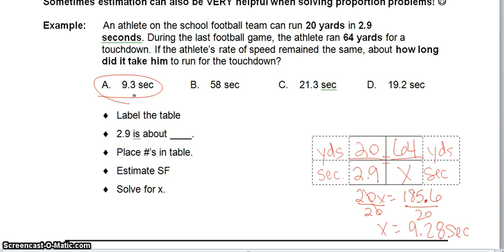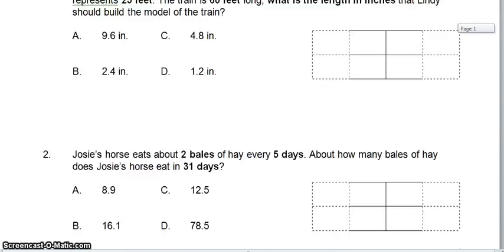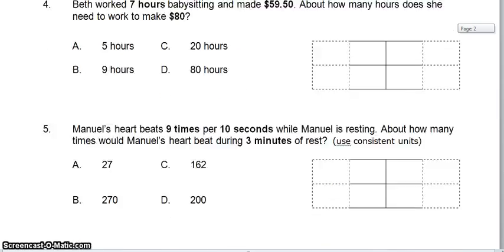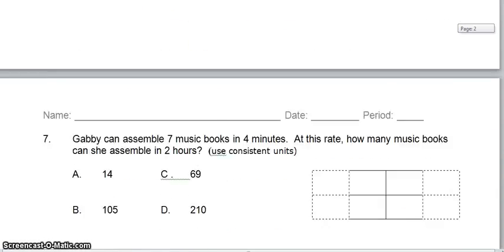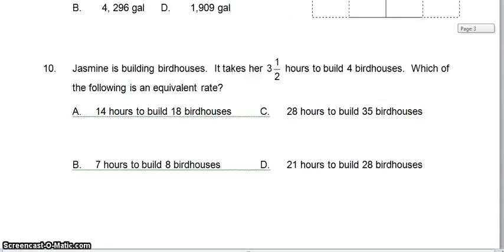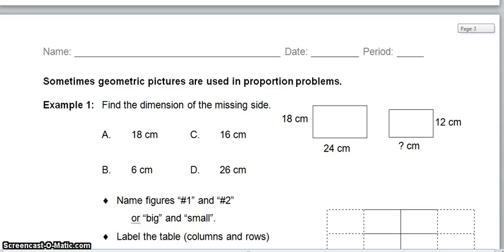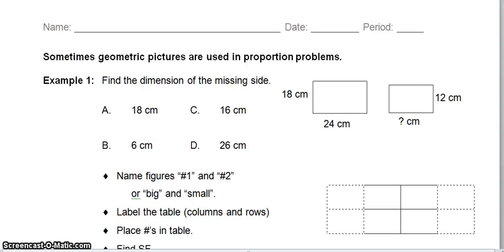Okay, so in this one it's just a ratio, comparing yards to seconds. You set up your proportion, cross multiply, and solve. And make sure you have a reasonable answer. Okay, so I want you to skip, don't start working on the next problem. I want you to skip through number 10, go right past number 10 until you get to the next example at the top of this page, where it has the two rectangles.